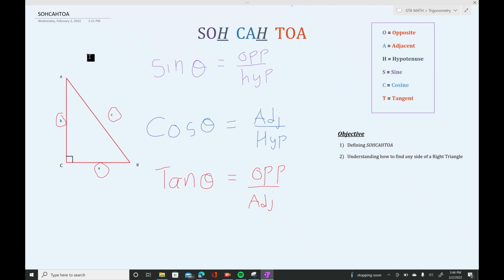So this video is just an overall summary of what Sohcahtoa stands for. And I'm actually going to do some practice problems in other videos so that you can see how it's used to find the different parts of a triangle.